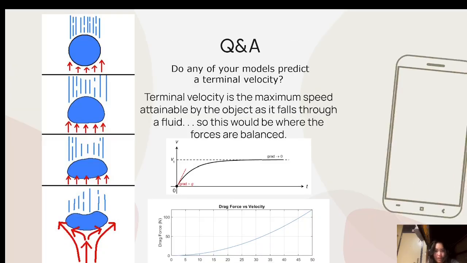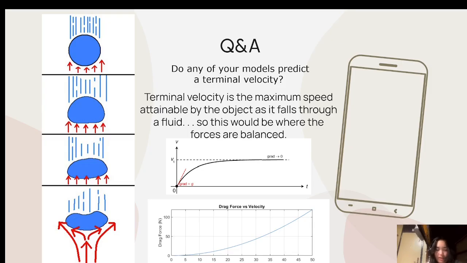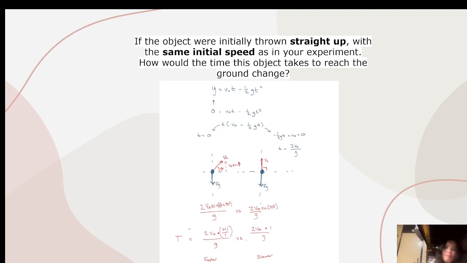So, quick questions and answers. Do any of the models predict a terminal velocity? Terminal velocity is the maximum speed attainable by an object as it falls through a fluid. In this case, the fluid is the air. So this would happen where the forces are balanced, where the force of gravity is equal to the drag force. You'll notice at this point, the velocity kind of tapers off into a constant. And that's when terminal velocity happens. This is considered when we were doing the predicted computational model. And actually, this was probably reflected in our observed data as well, because drag force should have been considered.